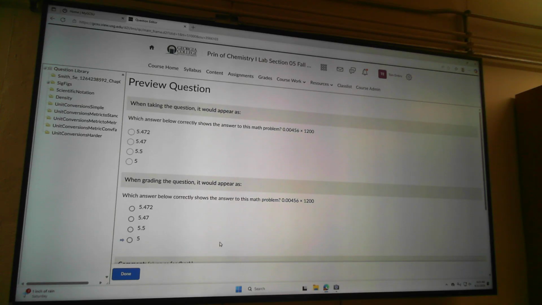This one's not right. You see what's wrong with this one? It needs to be 3 sig figs. Oh wait, no, it needs to be 2 sig figs, right? Yeah. So it's 5.5. It should be a 5.5.